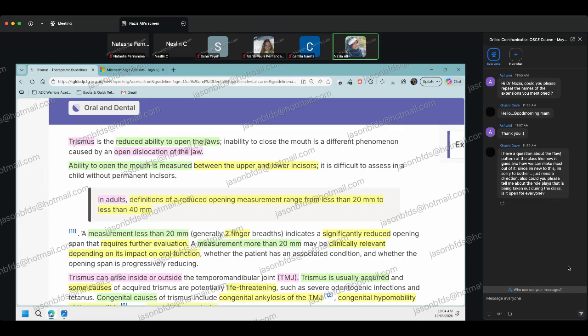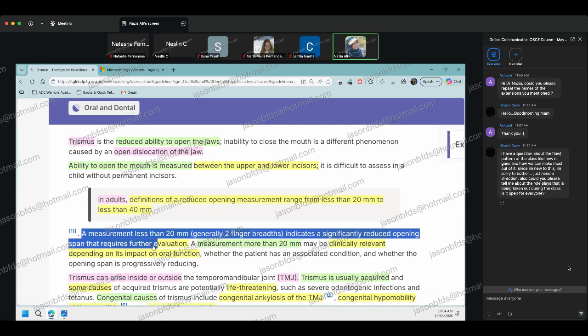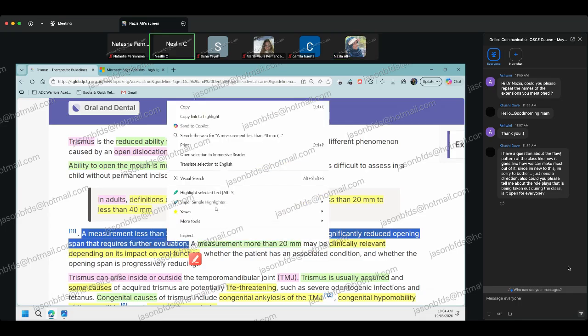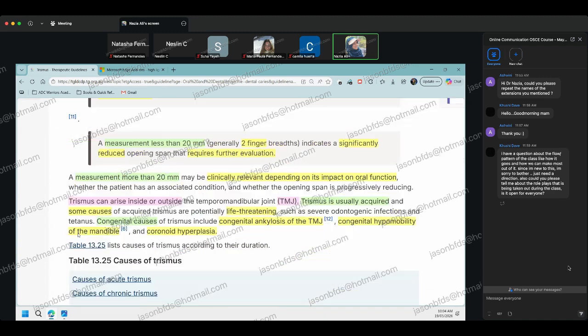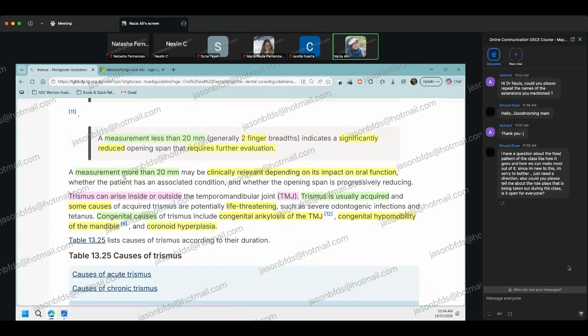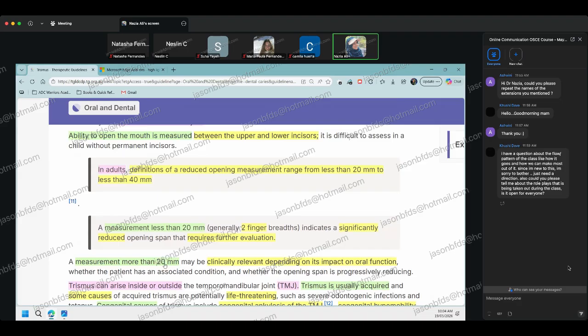And it says any measurement, now this is the next line, less than 20 millimeter, which is 2 finger, indicates significant reduced opening span that requires further evaluation. Yeah, that makes sense. So then it means that the cause could be something else. And it says a measurement more than, let's say patient comes back in 2 days. Now it's 22. Now that means what we suspected, which was hematoma, we're on the right track. Monitor it. You don't need to refer. Okay. You get it? Yes. It's clear now. Thank you.